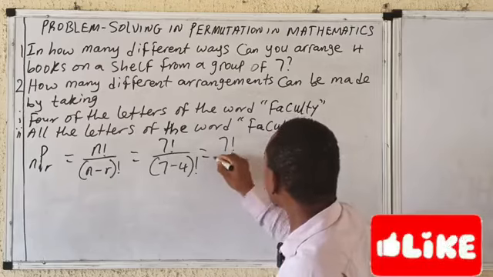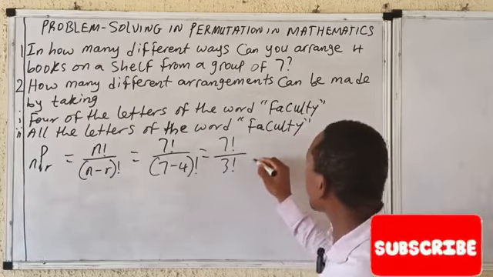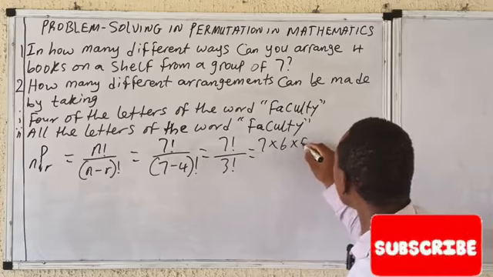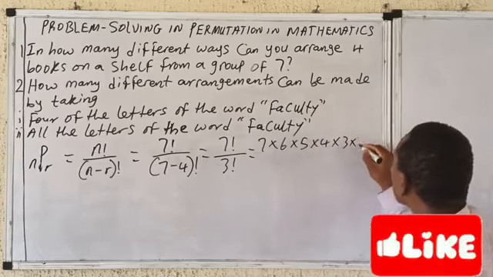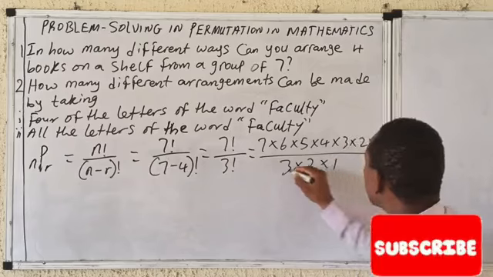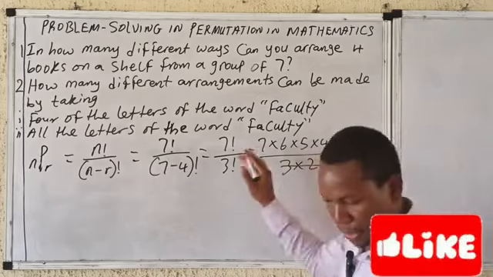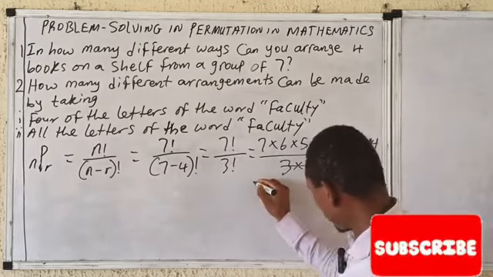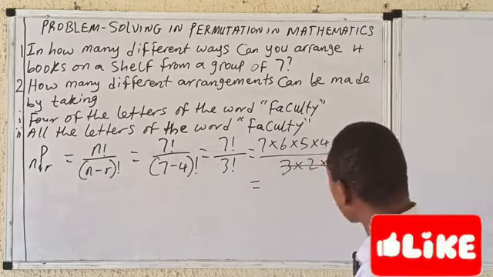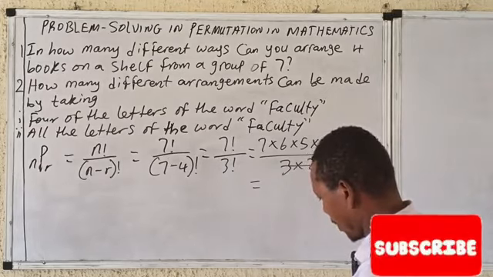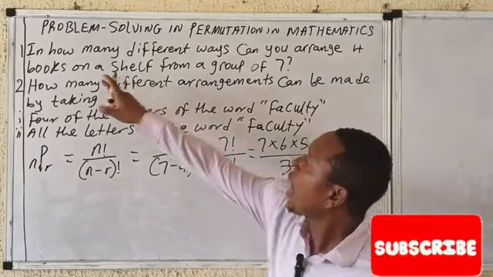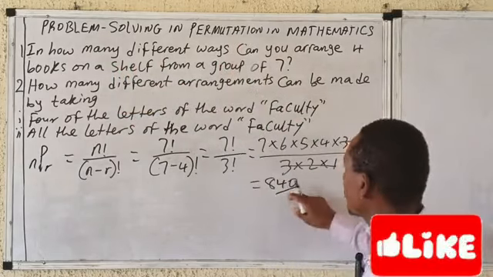This will give us 7 factorial over 3 factorial. And this will give us 7 times 6 times 5 times 4 times 3 times 2 times 1 over 3 times 2 times 1. This cancels out this, and carry out your normal multiplication and you get your answer. So let's quickly do the multiplication. We have 7 times 6 times 5 times 4. What is our answer? 840. So how many different ways?